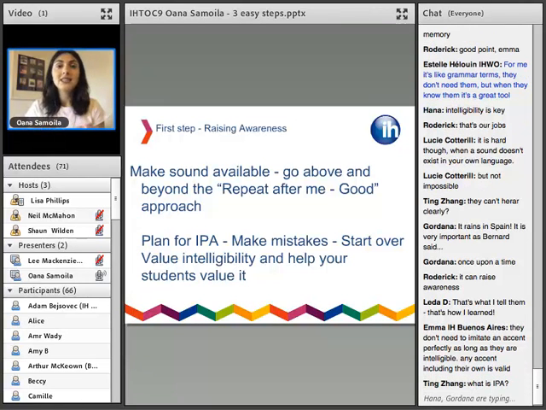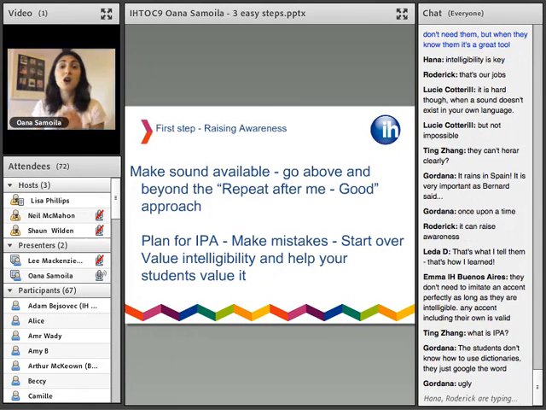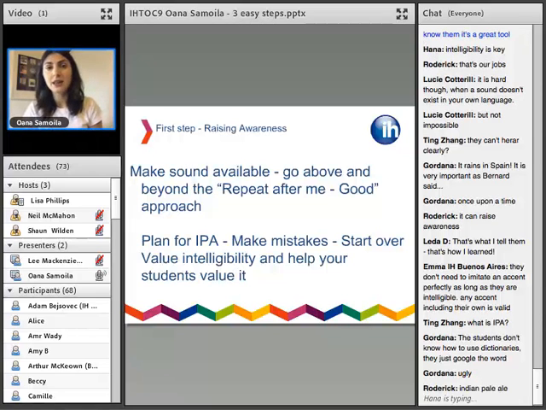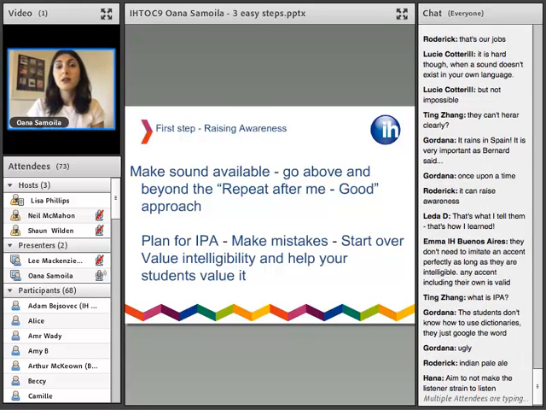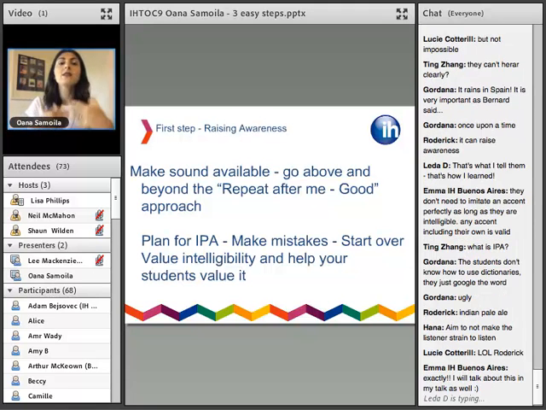But intelligibility means, is the message that my students are trying to communicate coming across? Can I understand what they're saying? Does it really matter that they don't have an American accent, an Australian accent, a British accent? Does it matter? And so intelligibility is something that we should not take for granted and promote in our classes. And this connects with going above and beyond the repeat after me good kind of approach and using more IPA.